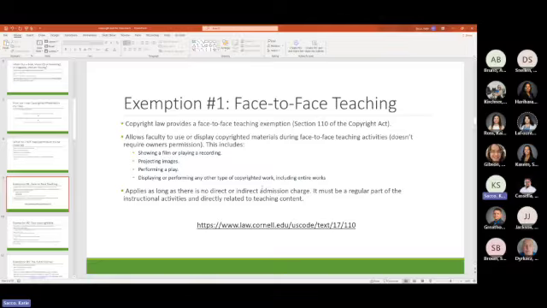As long as there is no direct or indirect admission charge, it must be part of the instructional activities and directly related to the teaching content of your course.